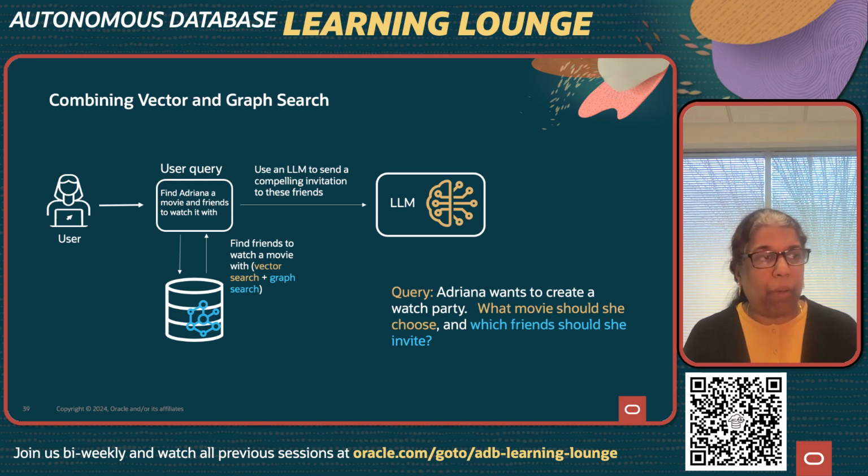How should she choose a movie? What movie should she choose, and which friends should she invite to this party? We'll use vector search for the movie. And for which friends she should invite, we'll use graph search, because friends and friends networks are nicely represented as a graph. Then we'll combine this vector search and graph search in the database, and we'll get the results, which will be the movie that Adriana should choose and the friends that she should invite. Then we'll connect to the LLM so it can help her generate an invitation email.